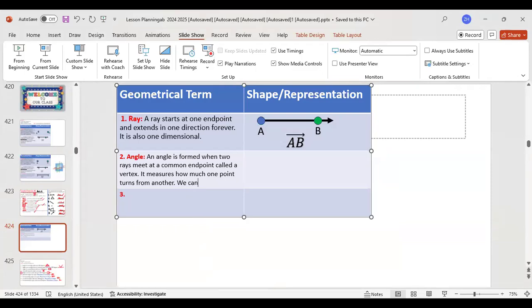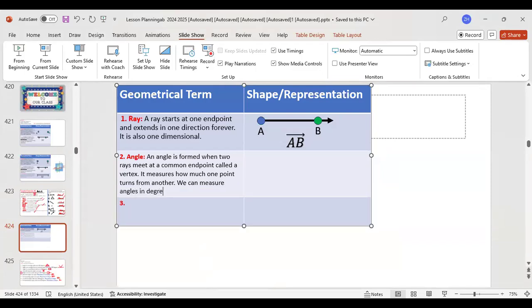So we can measure angles in degrees or radians. And let me show you something really neat. You don't even need to use a calculator to find it. There's something called the unit circle, and the unit circle is pretty cool. With the unit circle, you can find any degrees that you want in radians. So this is what we call the unit circle.